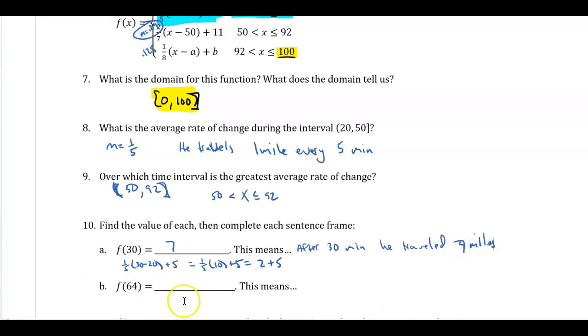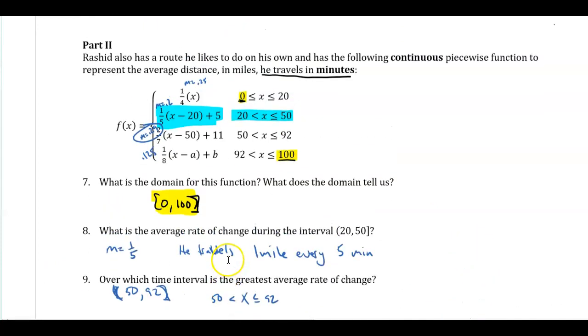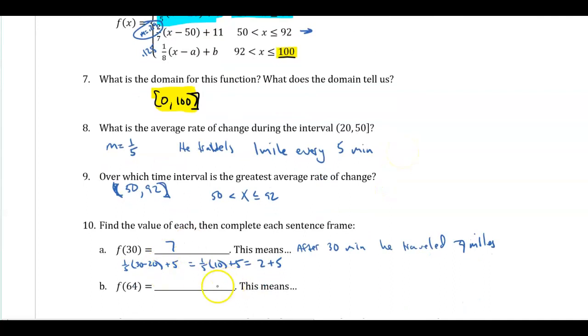Okay? Now, what is f of 64? If I look at 64, that would land in this domain. You have to know which equation to use. So, we are going to do 2/7 times 64 minus 50 plus 11, which is going to give me 2/7 times 14 plus 11, which gives me 4 plus 11, which is 15. And that means after 64 minutes, he traveled 15 miles. Okay?